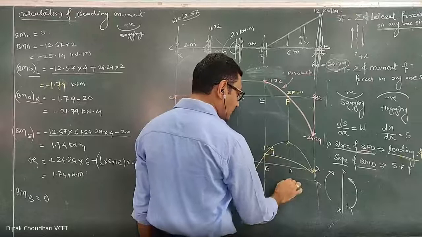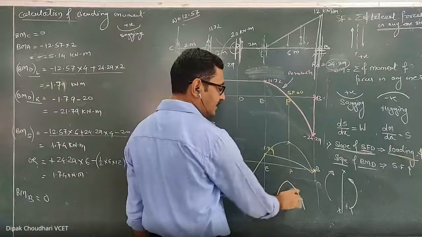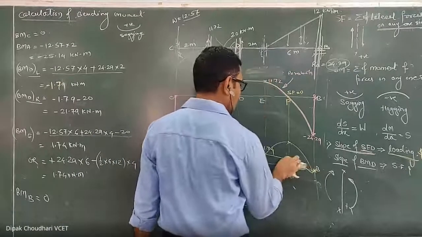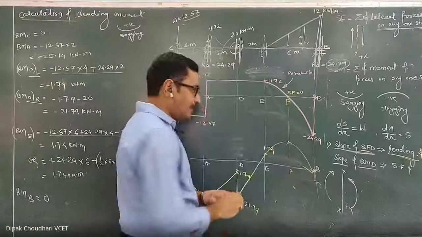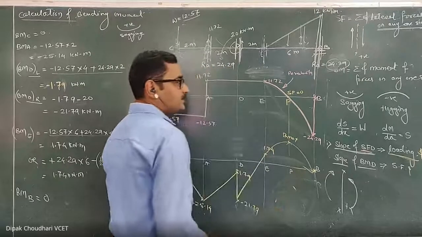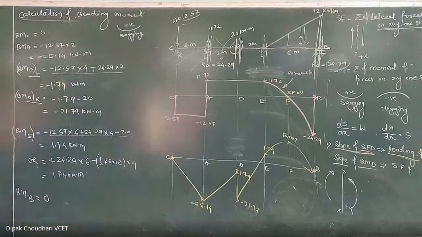Don't show it like this. Don't show a sharp corner. If you show a sharp corner, it means these are two different curves. Plot a smooth curve. So this is the maximum bending moment at point P. So we have to calculate that maximum bending moment. Okay. Any doubt? Any doubt? No. Now any doubt? No, sir.